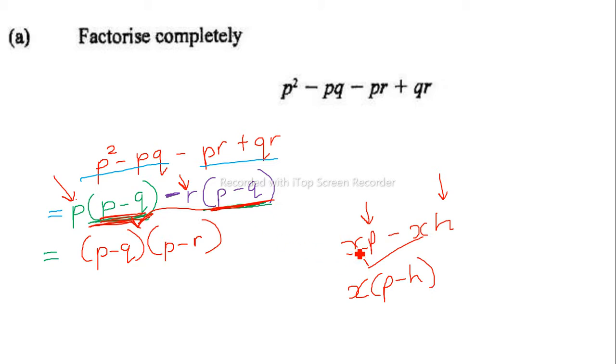The only thing now is instead of x, we have p minus q, which is the common term in both. So we're able to pull that out, and we're left with whatever is left. In this case, it was p minus h. In this case, it's p minus r. Okay.